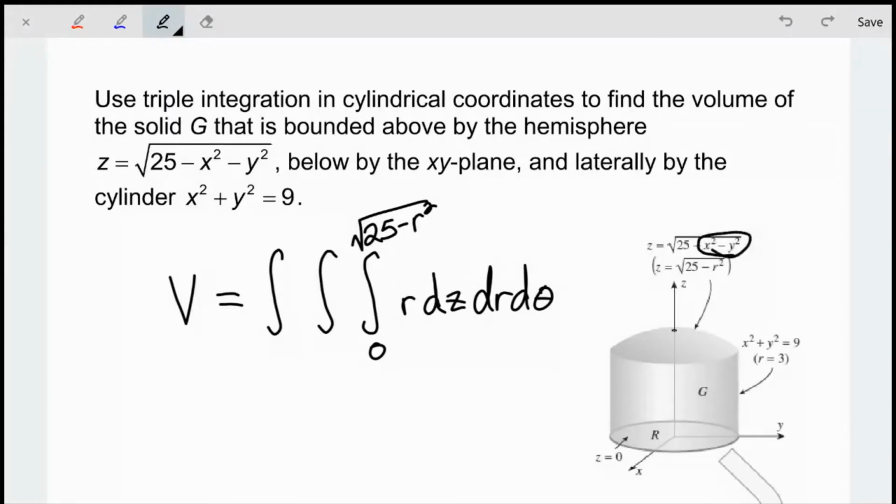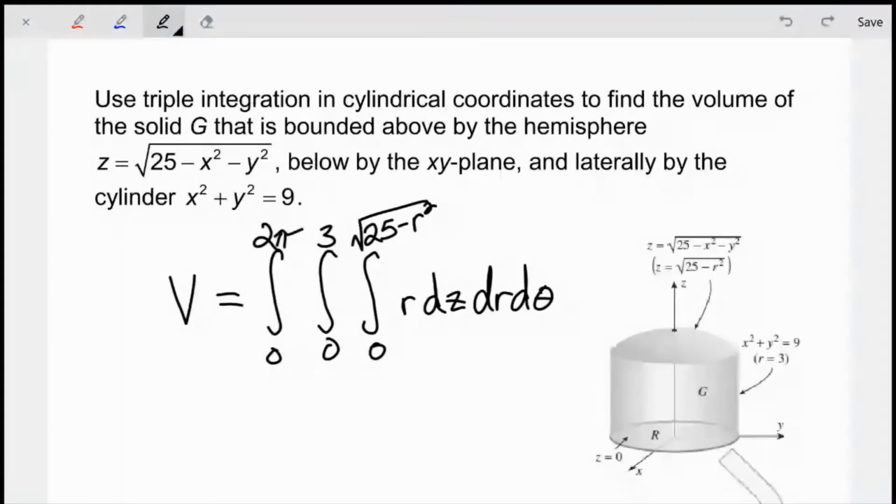When I see an x squared plus a y squared, remember that's an r squared. So you see the same thing over here where we had x squared plus y squared is 9. That means r is equal to 3. Okay, so my next set of limits of integration are going to deal with the r values. So clearly that goes from 0 to 3. And then for the theta values, I'm just going to go from 0 to 2 pi.